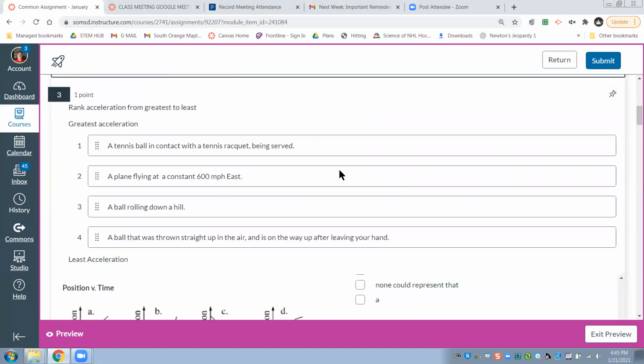Number 3, rank the acceleration from greatest to least. So what you need to decide is the greatest change in velocity over the least amount of time. Which one of these is changing rapidly? And then decide which one of these doesn't change at all. That's going to be your least. So rank them from which one changes rapidly and which one doesn't change at all, and then everything in between. The other two are going to be ranked somewhere in between.